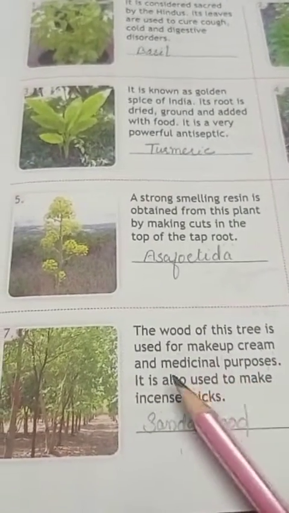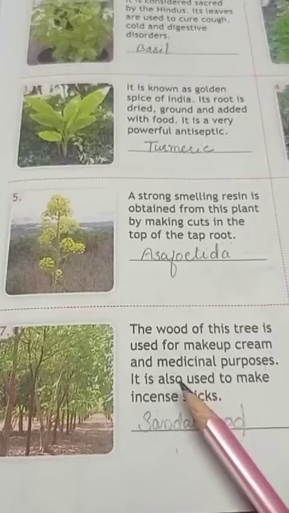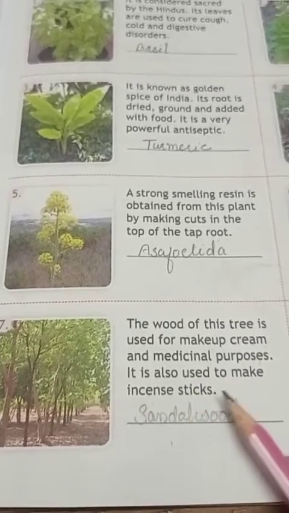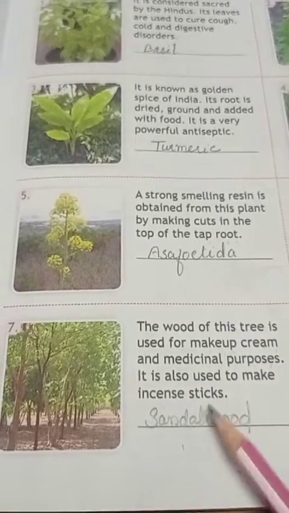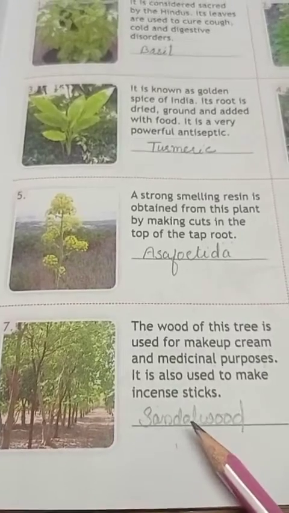Clear? Next is, the wood of these trees is used for makeup creams and medicinal purposes. It is also used to make incense sticks. So this is sandalwood, which we call chandan.